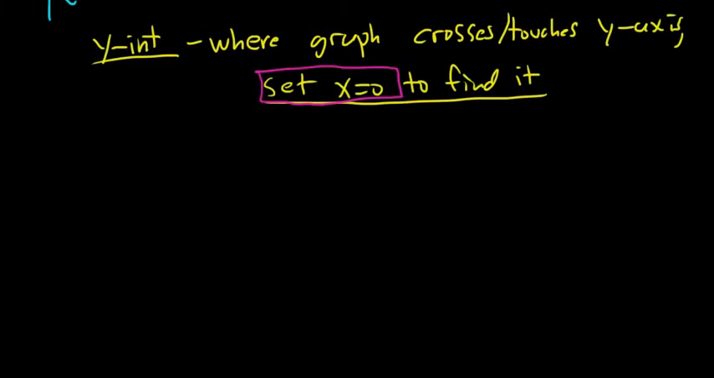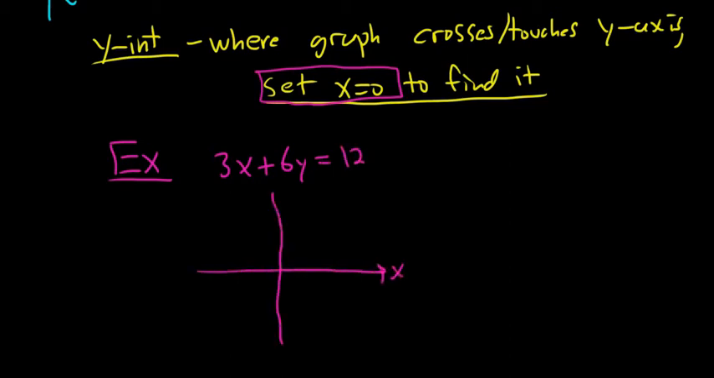This is really nice for graphing. Let me show you an example. This is the fastest way in the world to graph a straight line, at least in my opinion. So 3x plus 6y equals 12. We can graph this without showing any work, but we will. We'll show some work. So the fastest way to graph this is to just plug in 0 for x and plug in 0 for y.